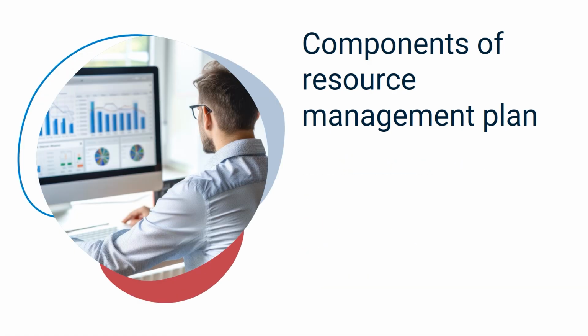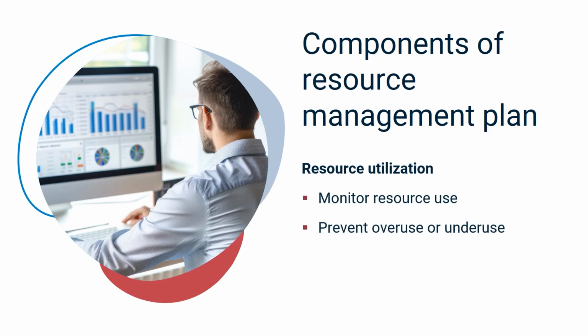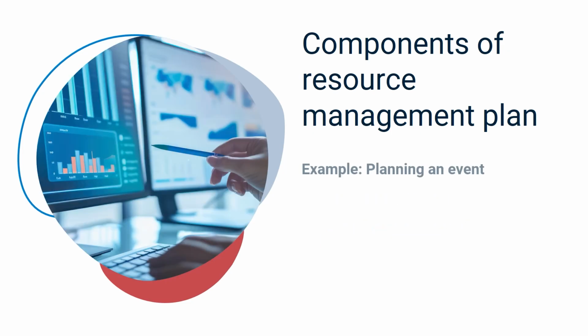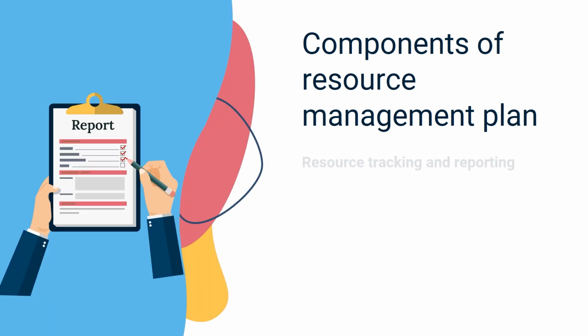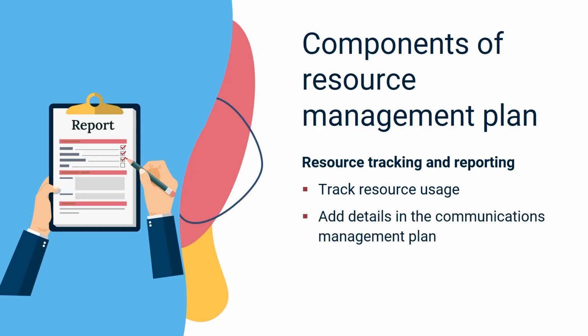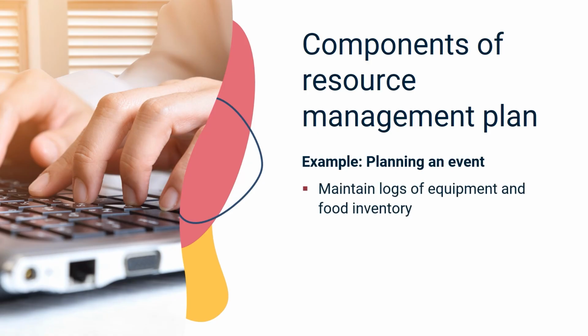The next component is resource utilization. You can set up ways to monitor resource use and prevent their overuse or underuse. For example, monitor food consumption to prevent shortages, and if there are any, communicate with the team to manage guest expectations. Setting up systems to track resource usage and availability is essential. You can include this information in the program communications management plan, such as maintaining equipment usage logs and food inventory.